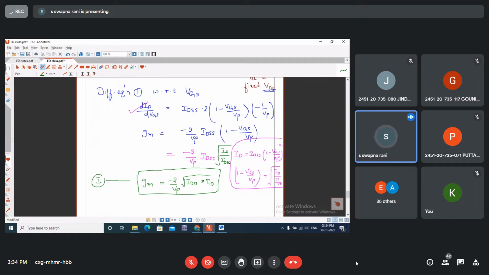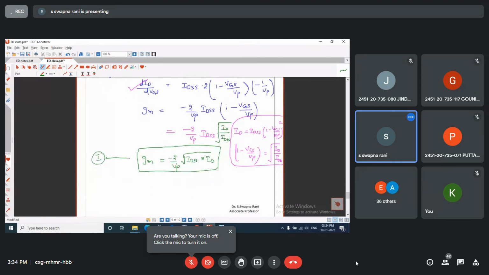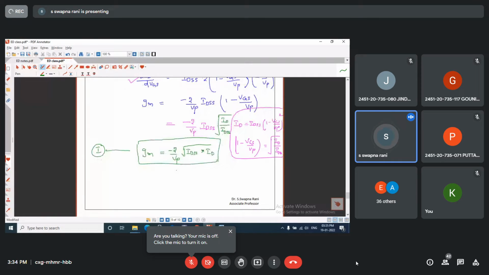So this is one equation which is asked many times, asking to prove GM equal to minus 2 by Vp root over IDSS into ID. And another equation.